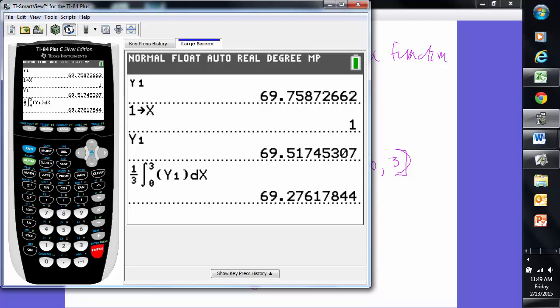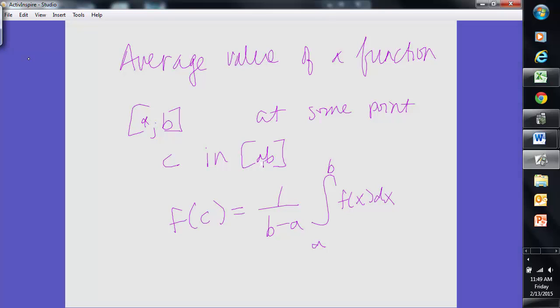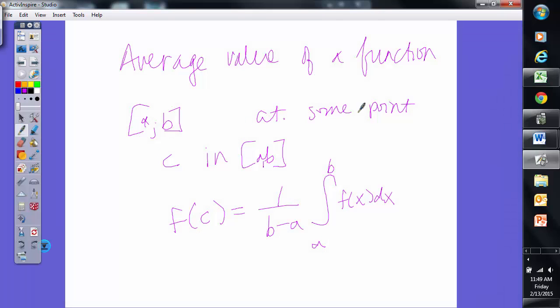So don't confuse mean value theorem with average value theorem. Average value has to do with integrals and the average value of a function. Mean value theorem for derivatives means there's a point on the curve where the derivative is equal to the slope of the secant. There's also the mean value theorem for definite integrals. That at some point c in a to b, f of c is going to equal that average value. Meaning, over the course of those 3 hours, if the average value is 69.276 degrees, then there's got to be some time where the temperature actually equaled 69.27 degrees.